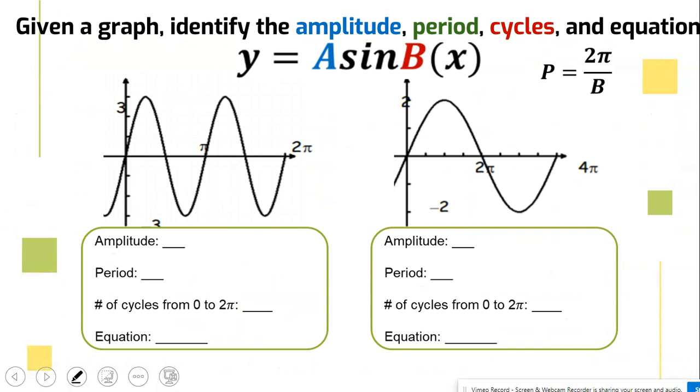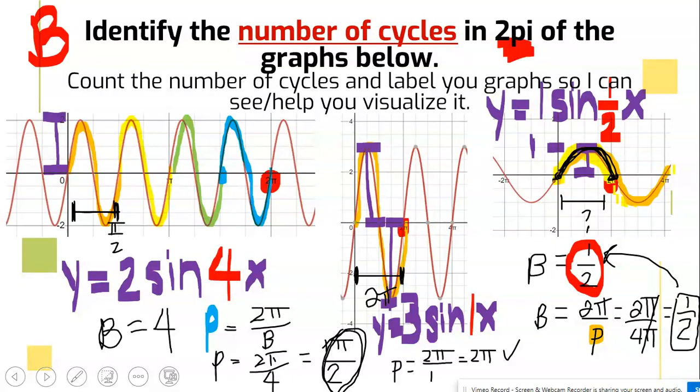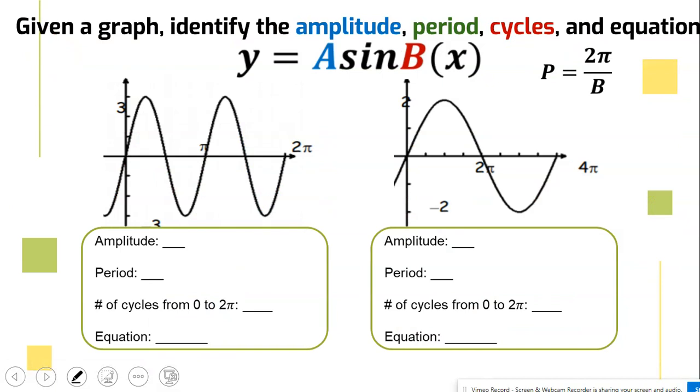So now we're going to combine all three skills. Given these graphs, we're going to identify the amplitude from the middle to the max, or the middle to the min. The period, how long does it take to finish a sine graph, and B, the number of cycles in 2 pi, and then determine the equation. So all three of these things are going to help us build up and create an equation. That looks like this equation, kind of like what I was just showing you. So let's take a look.